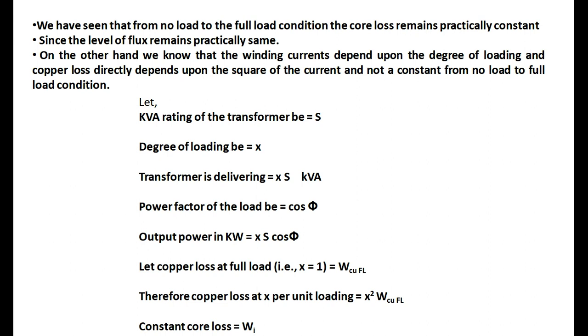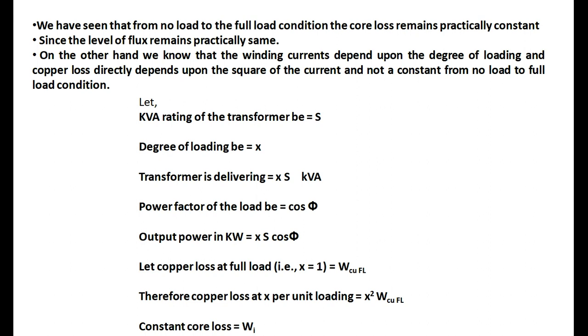Therefore, in the previous case it is 2 square into 1, that is 4 into 1, that is 4 watts. That is 2 square into 1, equal to 4 watts, the copper loss at full load. Now the current is reduced by half, from 2 amperes to 1 ampere.